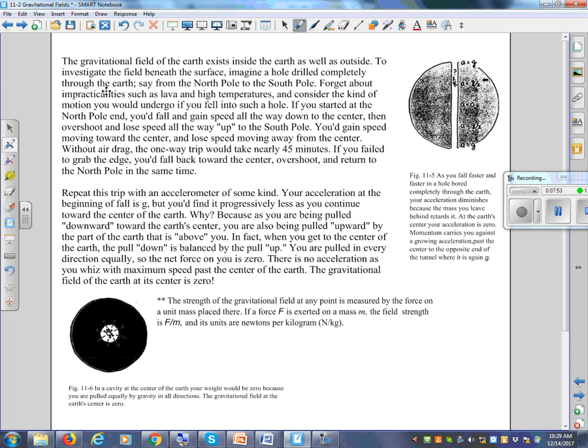To investigate the field beneath the surface, imagine a hole drilled completely through the Earth, say from the North Pole to the South Pole. Jason, grab my globe for me, would you? So we're going to dig a hole all the way from the North Pole to the South Pole. Forget about such impracticalities such as lava and high temperatures, and consider the kind of motion you would undergo if you fell into such a hole.